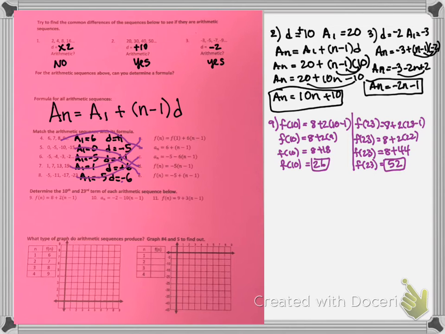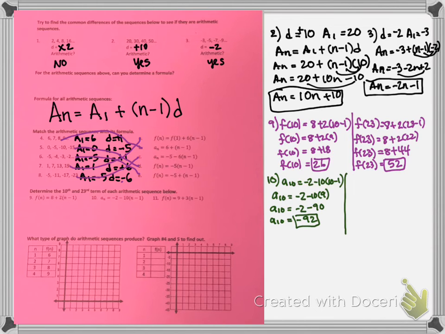Okay, and then let's go ahead and do 10 underneath. I'm going to do a different color. So number 10, we've got the 10th term, and we've got -2 minus 10 times the quantity 10 minus 1. And then that's going to give us the 10th term is equal to -2 minus 10 times 9, which is going to give us the 10th term is -2 minus 90. So the 10th term is going to be equal to -92.